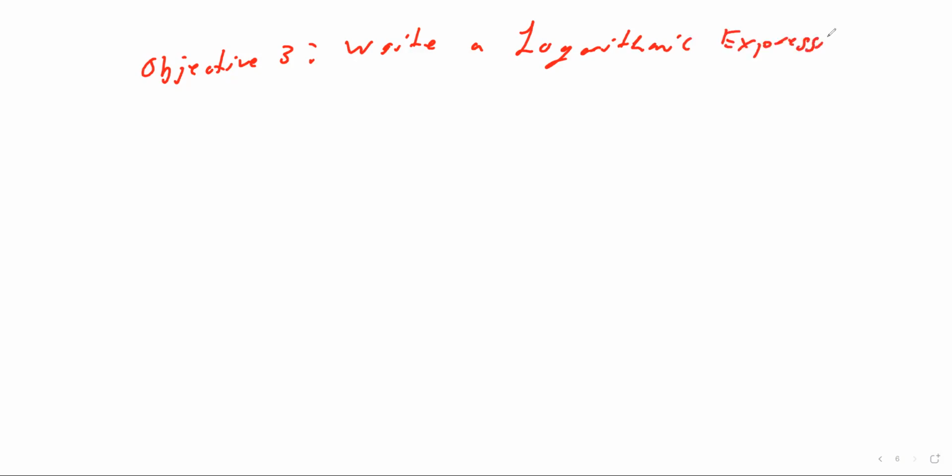So let's look at objective 3. Now we want to write this as a single logarithm. So we're going to do what I like to call condensing. Write a logarithmic expression as a single logarithm. All right, so let's look at our first example.